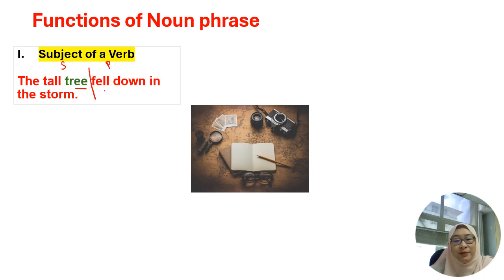We take a look at the verb here, fell down, or this is a verb phrase, fell down in the storm, the predicator. The predicator here needs a subject. It needs something to show who is the doer of the action. So I can ask a question like, what fell down? And the answer is the tall tree. So the tall tree here thus becomes the subject of the verb, the subject or the doer of the action fell down. So that is function number 1.